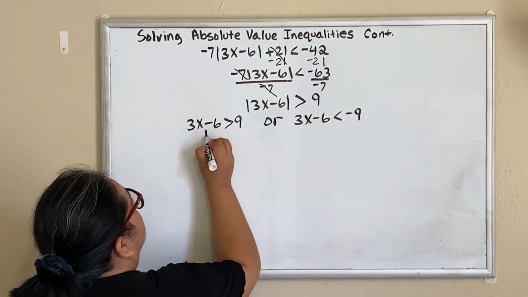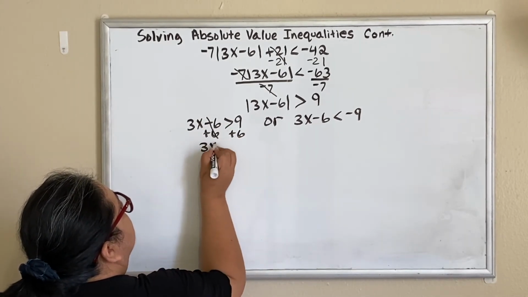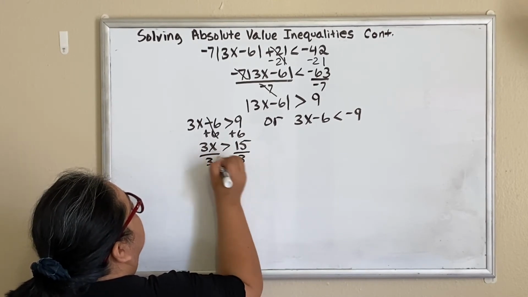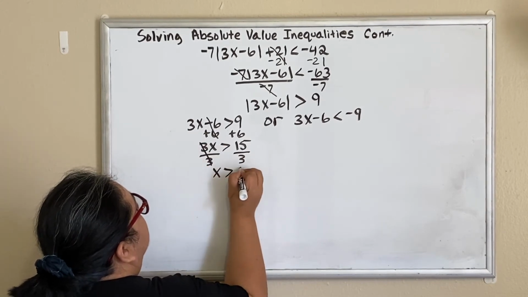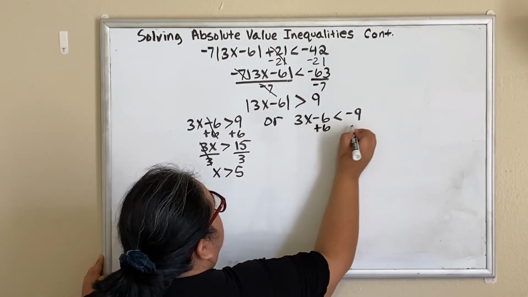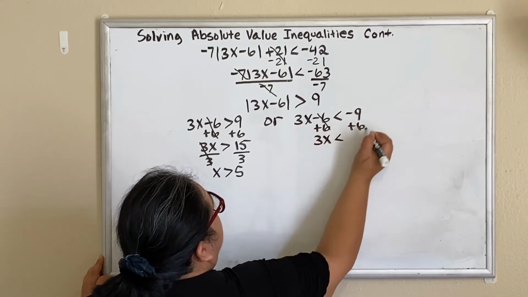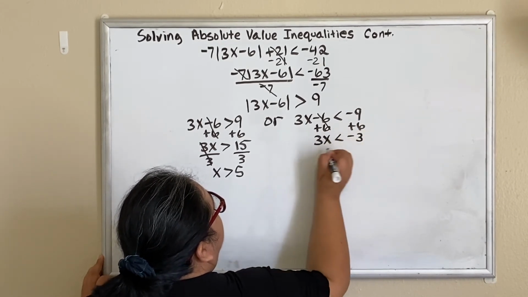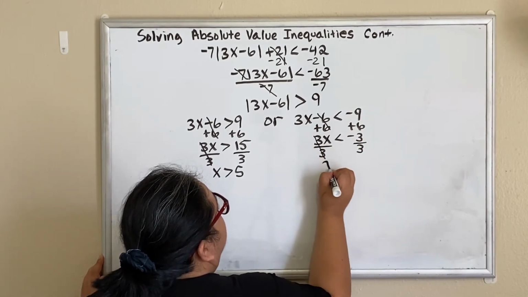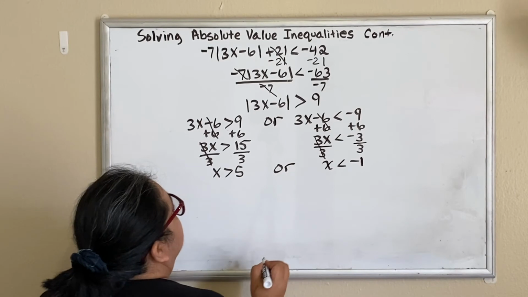And then we solve. So we're going to add 6 to both sides here, eliminating the 6. We get 3x is greater than 15. We're going to divide by 3, and we get x is greater than 5. On the other side, we're going to add 6 to both sides, eliminating the 6. We get 3x is less than -9 plus 6 is -3. Then we divide by 3, reducing the 3, and we get x is less than -1. And remember, this is an or statement.